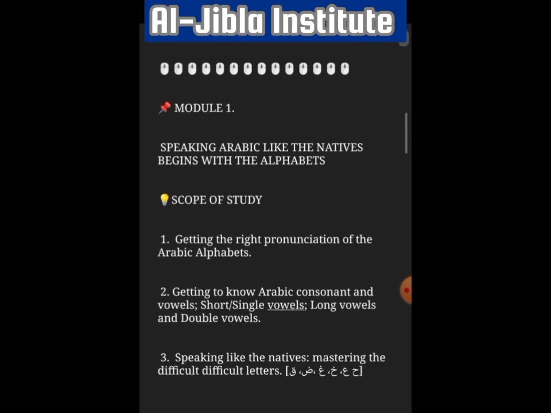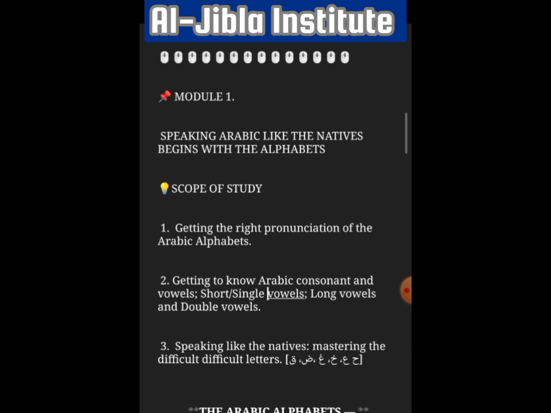Number 3, we'll be talking about mastery of some difficult letters, such as the letters of the throat, the guttural letters, termed al-huruf al-halqiyah. And these letters are ha, ain, kha, ghain, ha, qaf. These letters need to be pronounced properly and mastered differently.